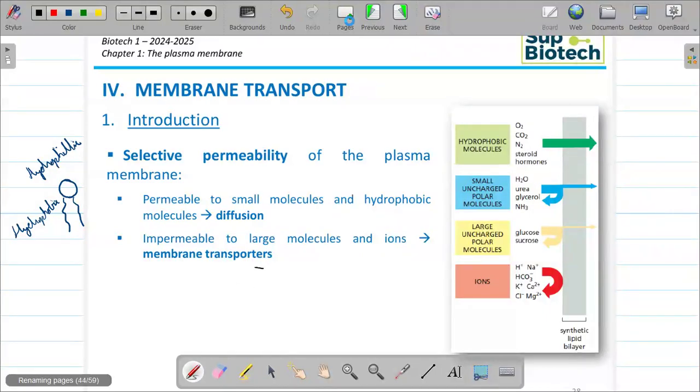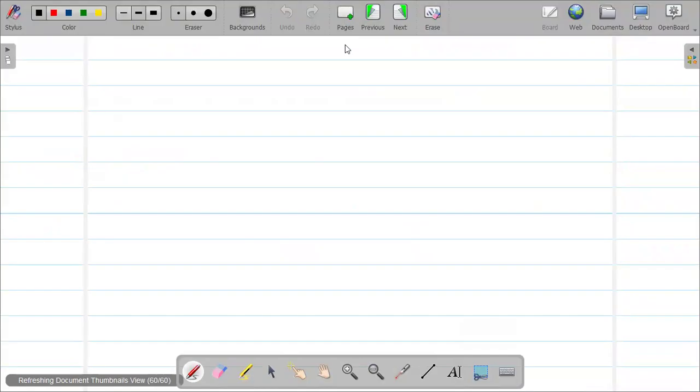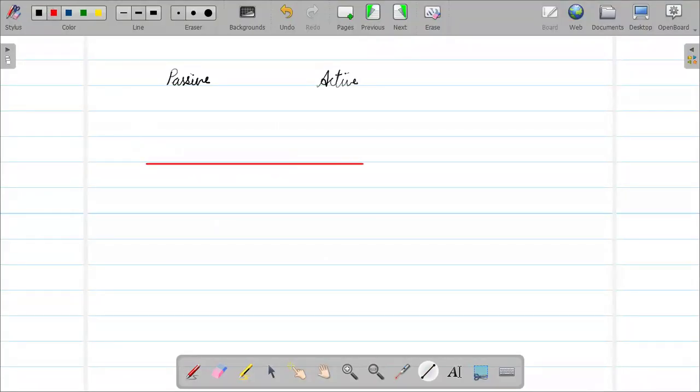Regarding the transport system in the plasma membrane, there are two types of transport. One is passive transport and the second one is active transport. So we have two means by which a molecule can be transported. For example, let us take this as the plasma membrane, and I've separated the two sides.